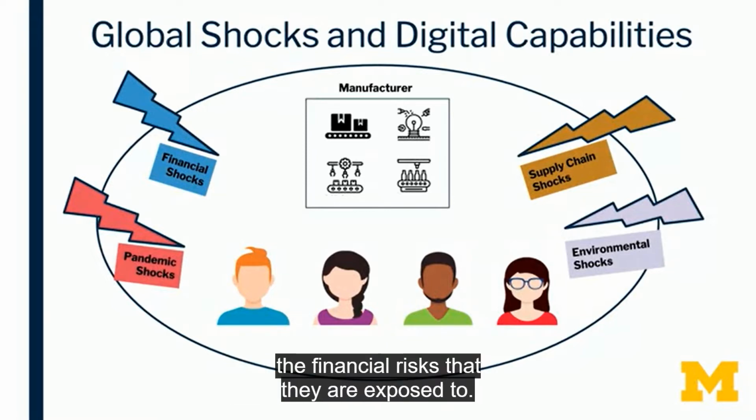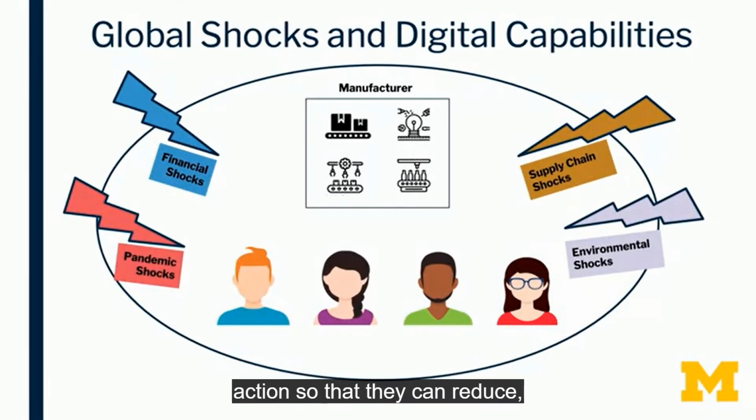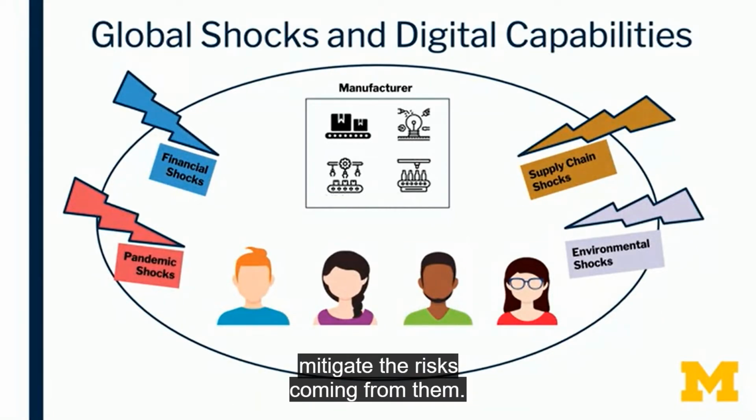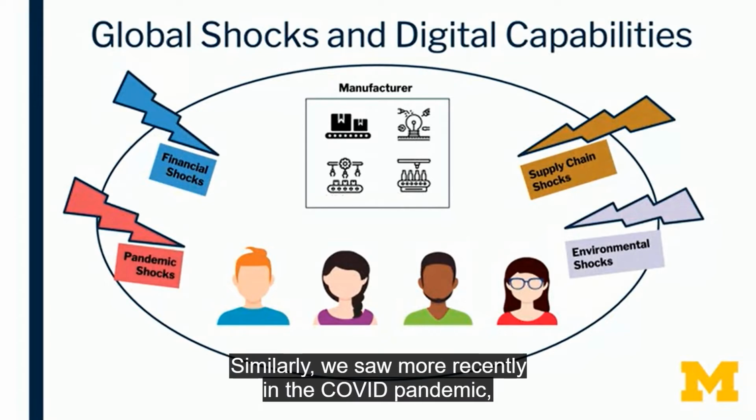And hopefully with that kind of visibility, they'll be able to take action that equips them with the capacity for action so that they can mitigate the risks coming from there. Similarly, we saw more recently in the COVID pandemic, right?